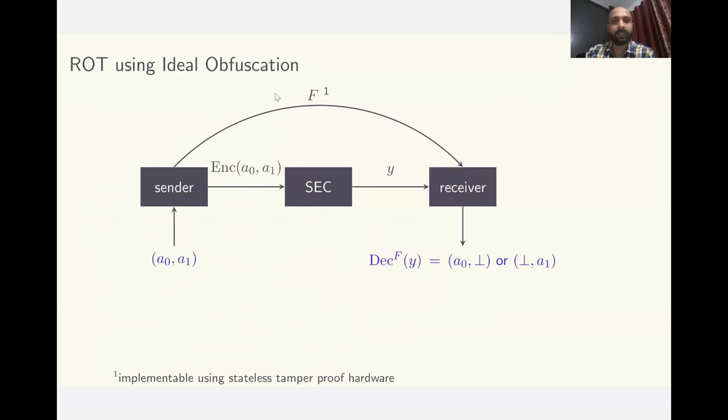Let me describe the model of OWC using ideal obfuscation. Here, in addition to sending the encoding of the input over the channel, the sender also sends an ideal obfuscation of a function f of its choice. By ideal obfuscation, we mean that the receiver only has oracle access to this function f. This can be realized in the real world by having the sender ship a stateless tamper-proof hardware of the function f. Now the decoding function dec has oracle access to this function f.